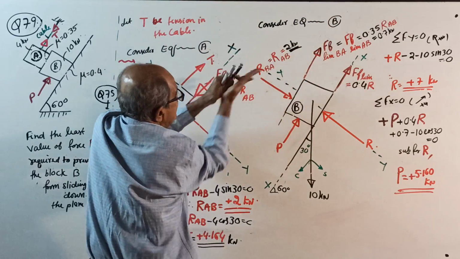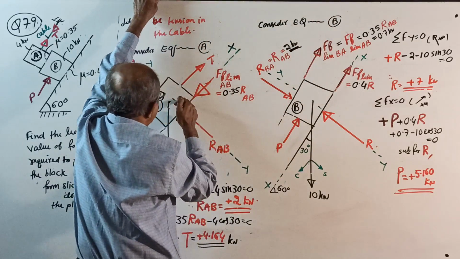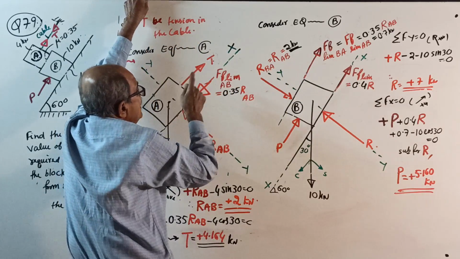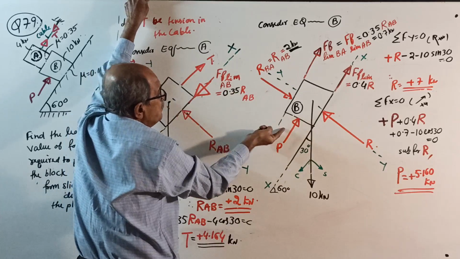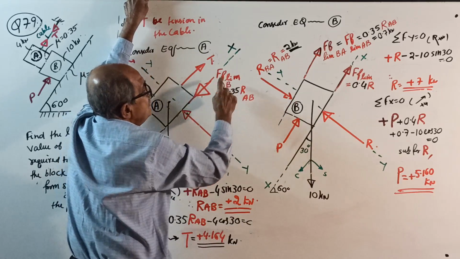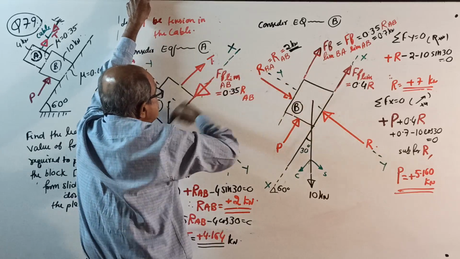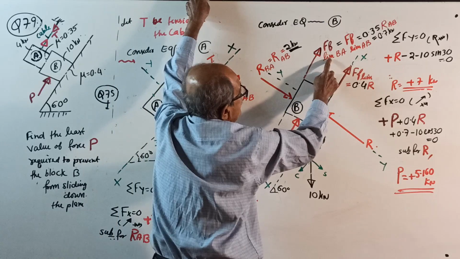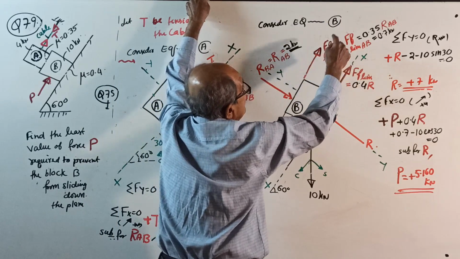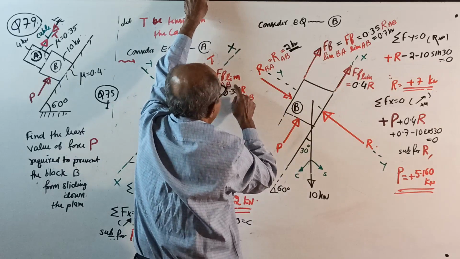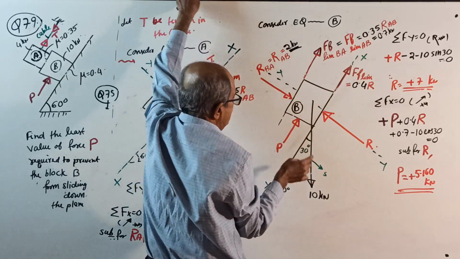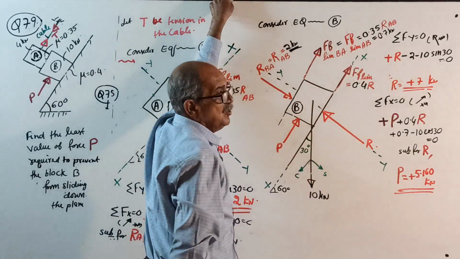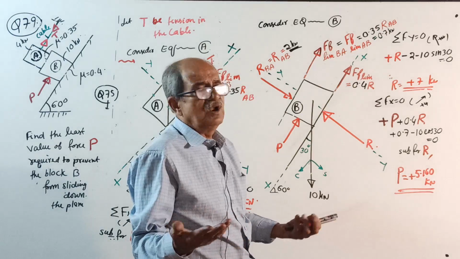See, this is coming down. If this is a reaction from that one, for this one, it should cancel each other. If it is this way, it is opposite here. FF limit for B from A is the same as FF limit from A to B, equal to 0.35 RAB. RAB is 2 kilonewton. See here only. Substitute: 0.7 kilonewton. Okay. That's all.